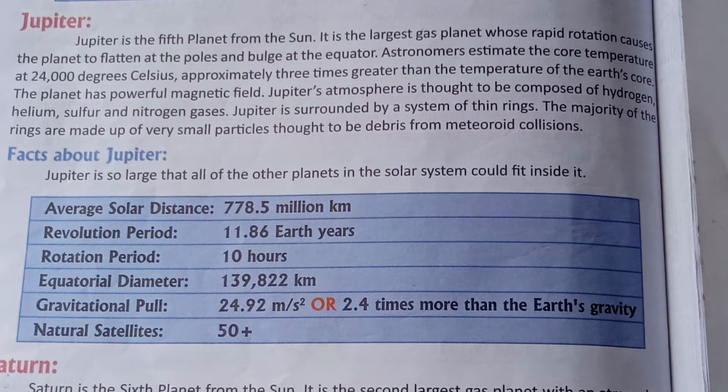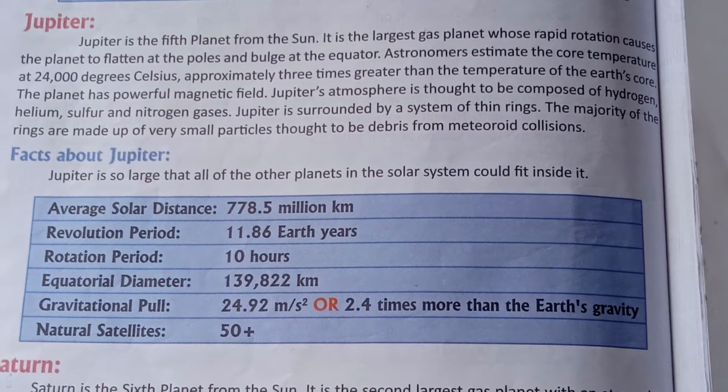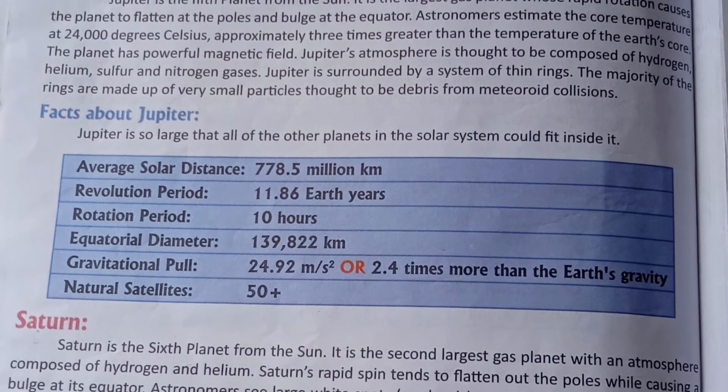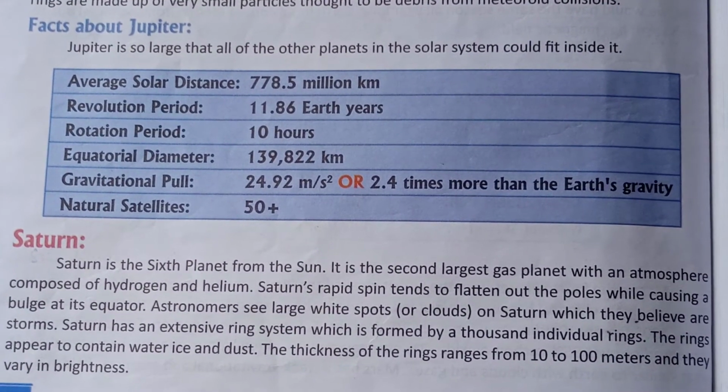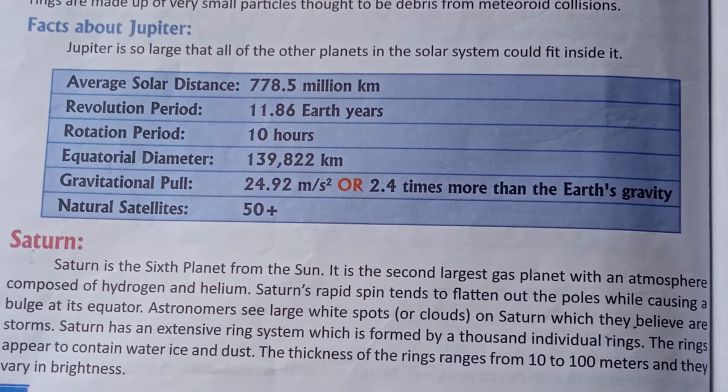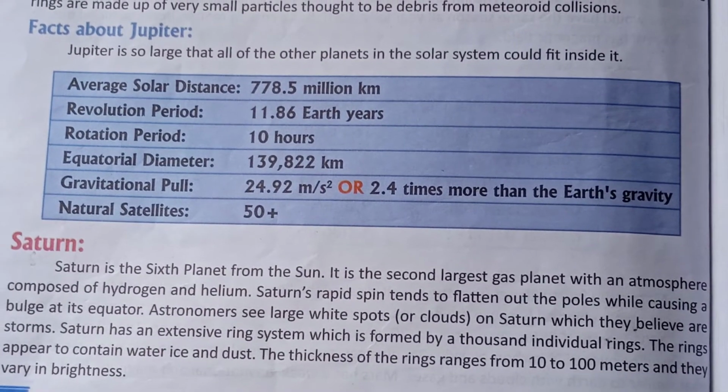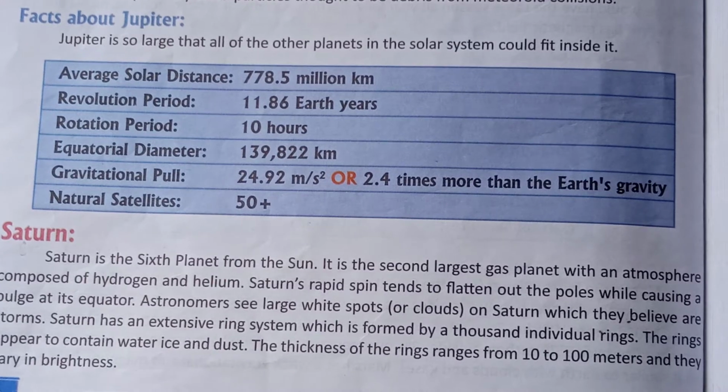Rotation period is 10 hours and the distance from the equator is 139,822 kilometers. Gravitational force is about 2.4 times more than the Earth's gravity.